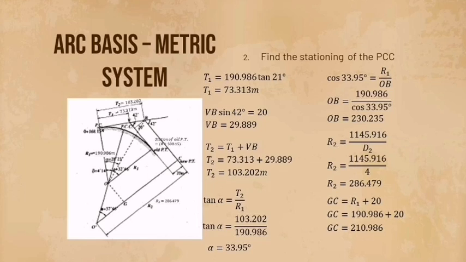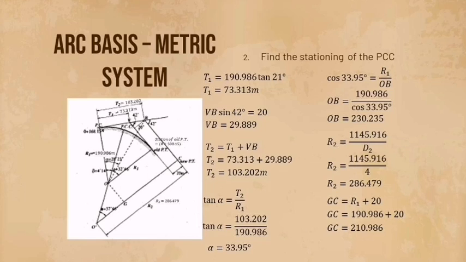Next one is the radius 2. Again, we are using the formula for getting the radius using the arc basis metric system, which is 1145.916 over the degree 2. Our degree 2 is 4, which is given in the problem. If we compute that, we will get the answer of 286.479 as our radius 2.